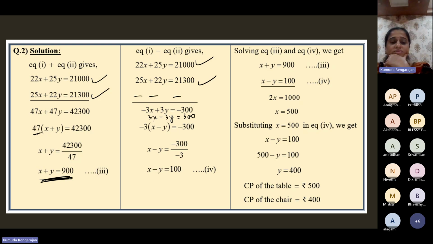3x minus 3x becomes 0, plus 3x plus 3y minus 3y, minus 300 plus 300. You can also do that and then take out 3 common. So 3 into x minus y is equal to 300. 3 common. 3 into x minus y is equal to 300. So x minus y is equal to 100. 300 by 300.